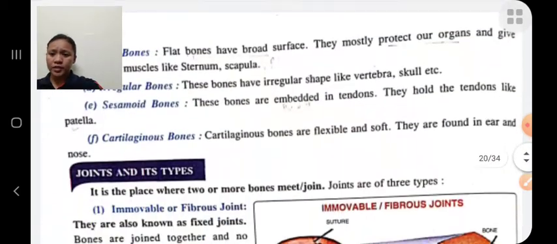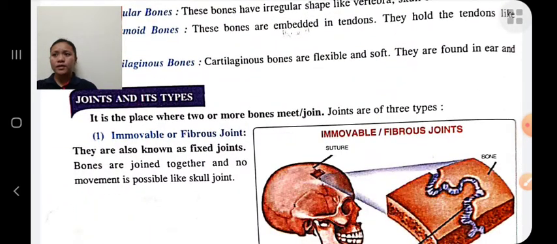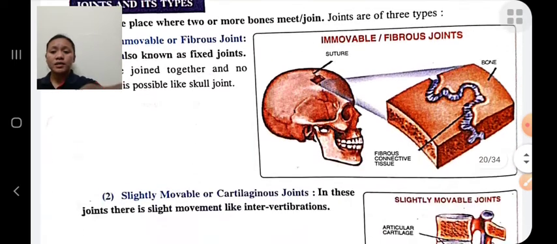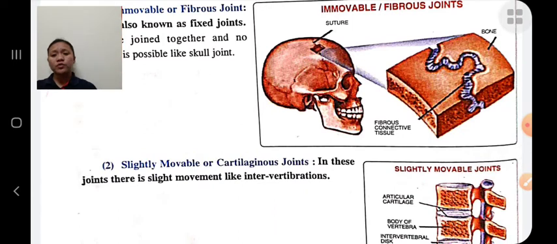Types of joint: there are three types of joint: immovable joint, slightly movable joint, and freely movable joint. Immovable joints are fixed joints, that is, bones are fixed and no movement is possible, for example the skull joint. Slightly movable joints are those in which slight movement is possible, for example in the intervertebral joint.